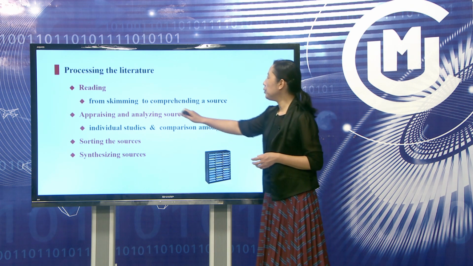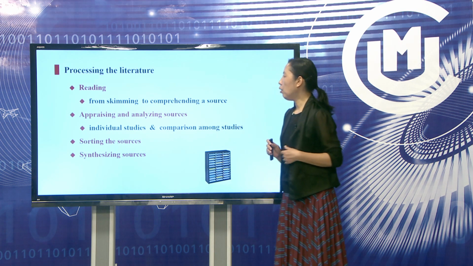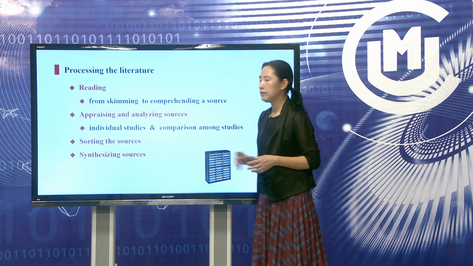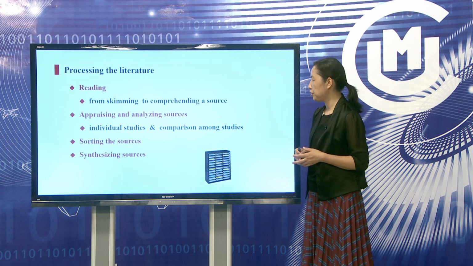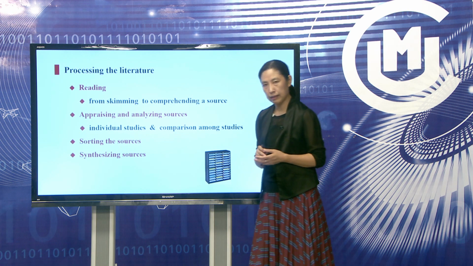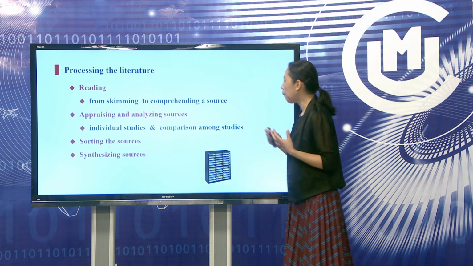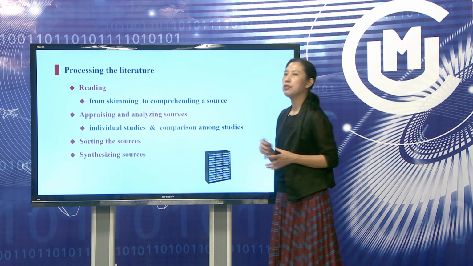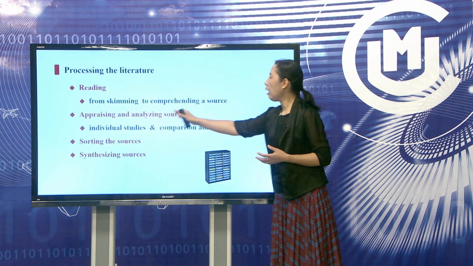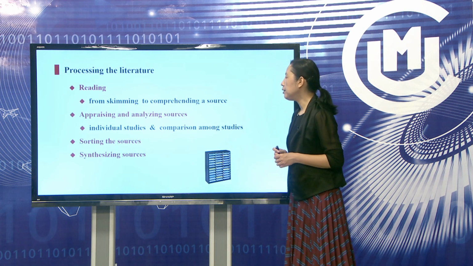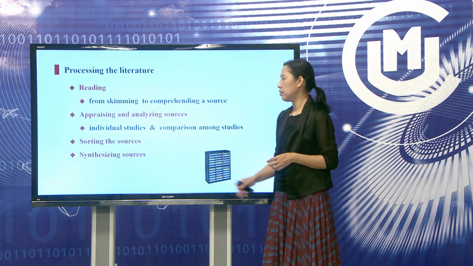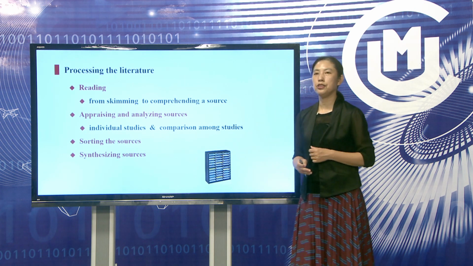And then when you process the literature, you also need to remind yourself to appraise or analyze the sources. You may need to appraise and evaluate the individual study, and also you need to compare among all these studies. So when you process the literature, you do need to have these steps. And then you need to sort the sources, and then you synthesize the sources. Those are major steps in the literature review.